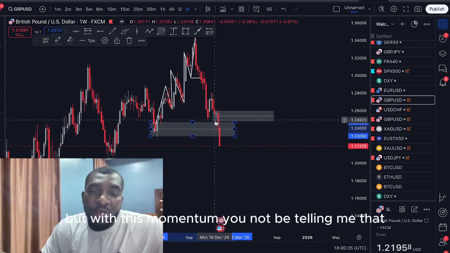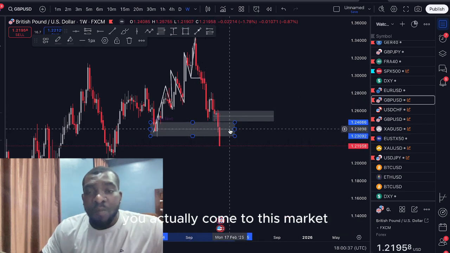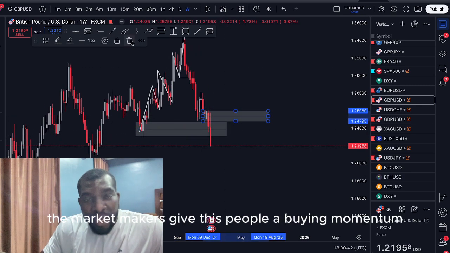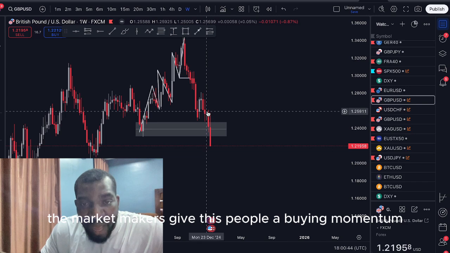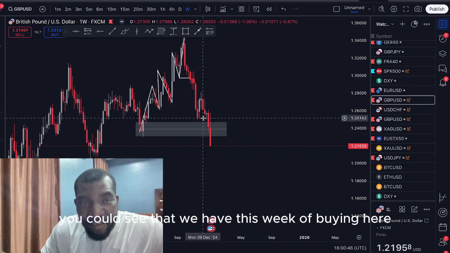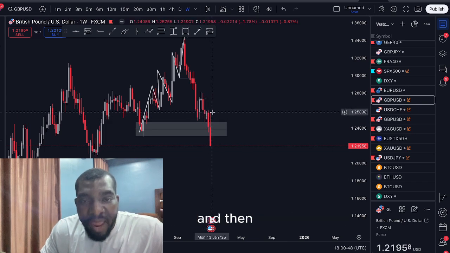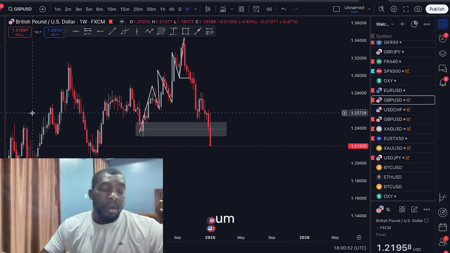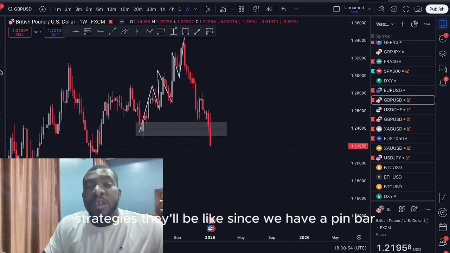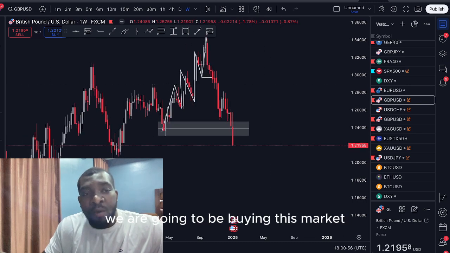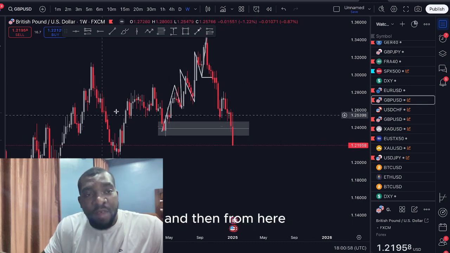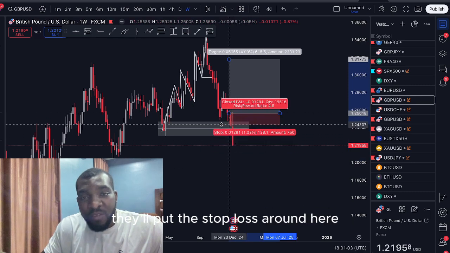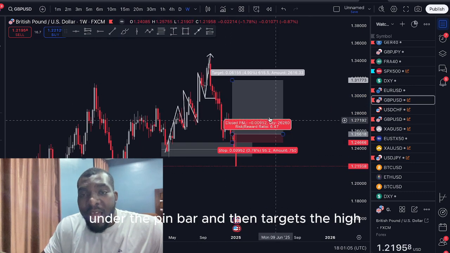But with this momentum, you will not be telling me that you actually come to this market and try to buy this market. In fact, what do the market makers do? The market makers gave these people a buying momentum. You could see that we have this week of buying here, and then a lot of people who had these normal mentor strategies will be like, since we have a pin bar, we are going to be buying this market. They will put the pin bar around here, and then they'll be buying, put their stop loss around here under the pin bar and then target the high.